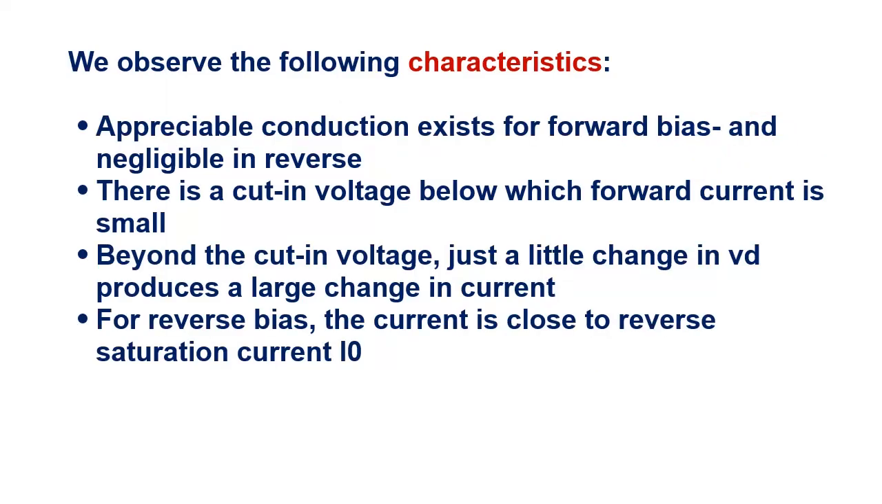We observe the following characteristics. Appreciable conduction exists for forward bias and negligible in reverse. There is a cut-in voltage below which forward current is small. Beyond the cut-in voltage, just a little change in Vd produces a large change in current. For reverse bias, the current is close to reverse saturation current I0.